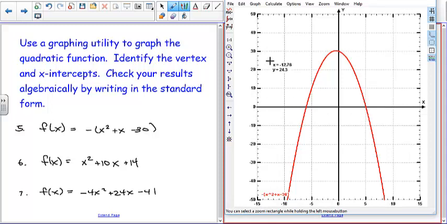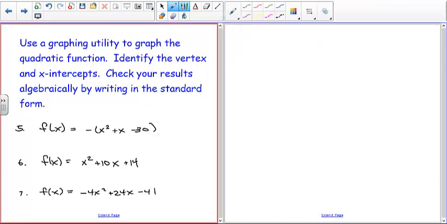I could zoom in. So let's start. So we got a vertex. We'll come back to this. I'm not going to write them down yet. We're going to do this analytically now.